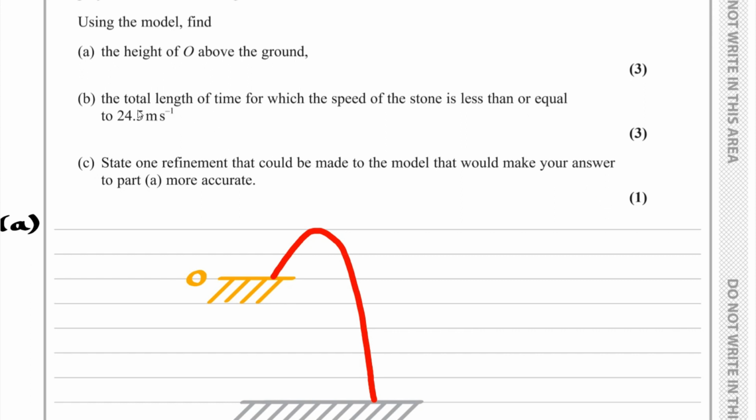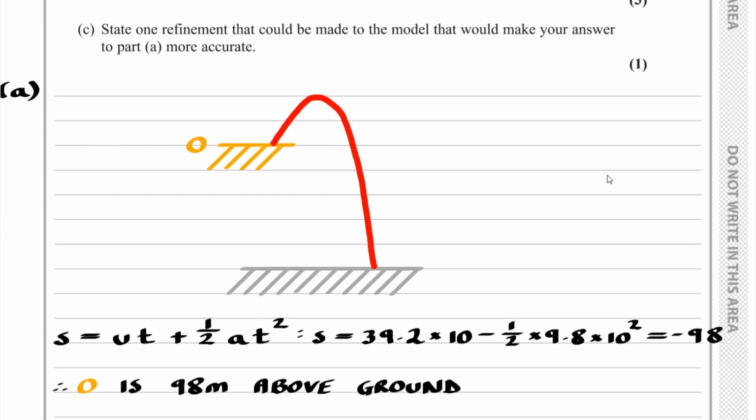Part B, find the total length of time for which the speed of the stone is less than or equal to 24.5 meters per second. So there's two possible scenarios. One scenario is we have v being 24.5, that's when it's going upwards, or the other scenario where v is equal to negative 24.5, that's when it's going downwards. For us to find the time, I know what v is, I know the initial speed, that's 39.2, I know the acceleration, that's negative 9.8 meters per second squared, and I'm finding t.